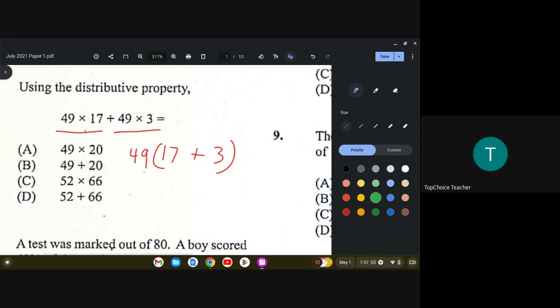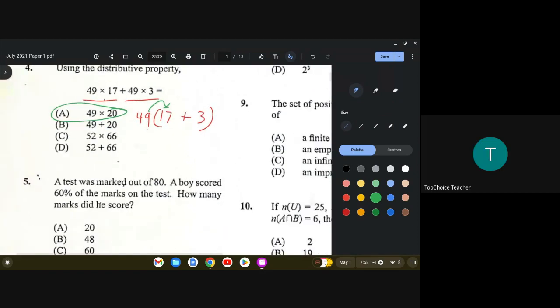Yeah. So if I distribute now, wouldn't I get 49 times 17, and then plus 49 times 3? Isn't that this? This is the distributive law. That is what they required you to realize here. But what is 17 add 3 now? 20. So the answer is 49 times 20. Right? So that is 1.